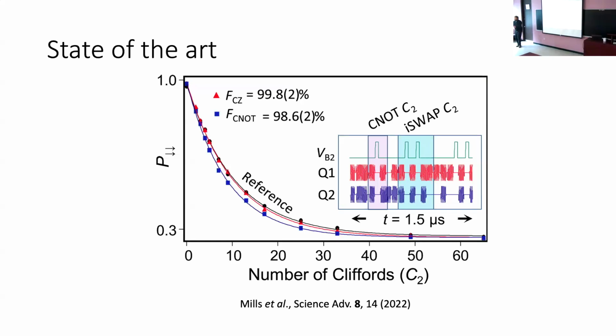But here, instead of doing it on 1 qubit, I'm doing it on 2 qubits. And instead of interleaving just random single qubit gates, I'm going to interleave 2 qubit gates. When I interleave 2 qubit gates, I can compare my reference to the interleaved with a controlled Z versus the interleaved with controlled not, and I can back out the fidelity of those operations. Our single qubit operations are really high fidelity, so most of the decay that you see is coming from those 2 qubit gates, which are 99.8% for the controlled Z and 98.6% for the controlled not.